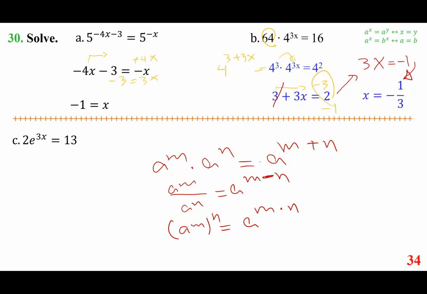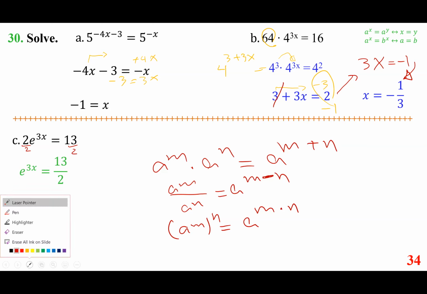We want to solve this, so we are going to divide by 2 first. The next step is to undo the exponent. To undo the exponent, you have to take a log of both sides. When you look at this, you notice the base is e. To undo that, you take a natural log. Therefore, ln of the left side equals ln of the right side, and ln of the left side becomes 3x.